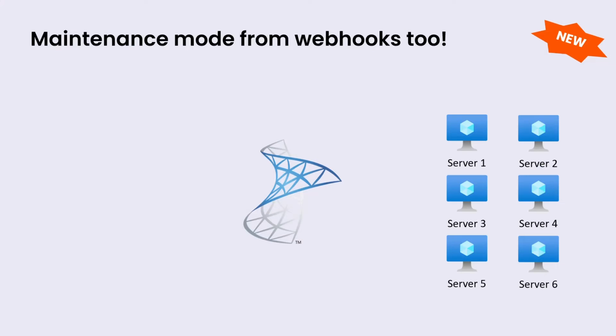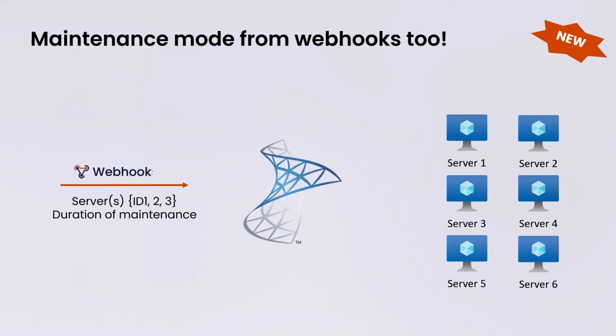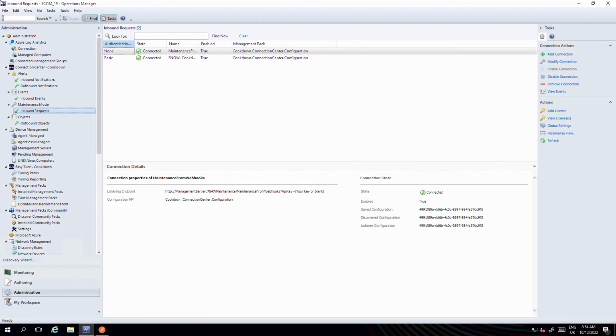Perfect. So the next thing to talk about is the ability to put machine servers into maintenance mode from Webhook, which is really, really cool. One of those things that is going to be super useful for PowerShell in the case of automation, but also potentially if you have a system that will send through everything you need, which is essentially a list of server IDs and the duration of maintenance mode. So when received, you can put the servers in question into maintenance mode. So here I am back in the SCOM console. We're going to have a look at that now.